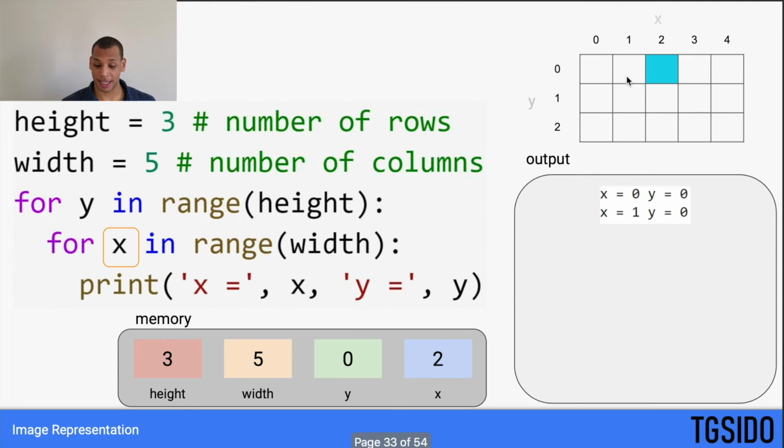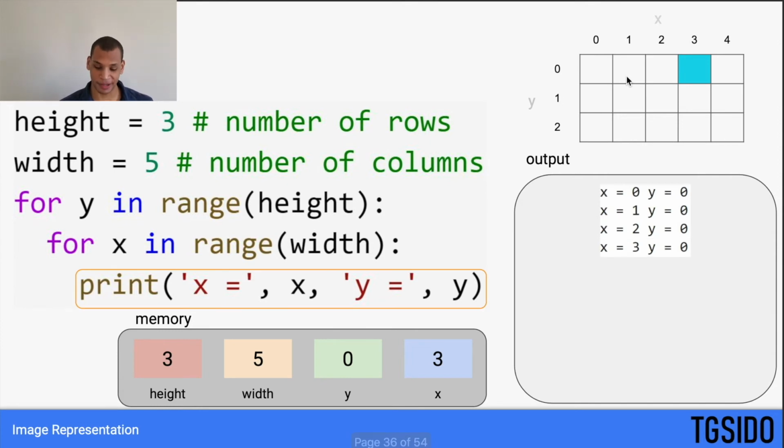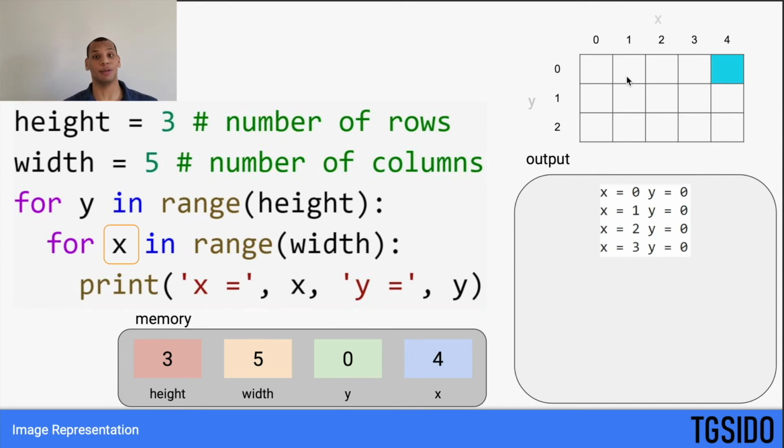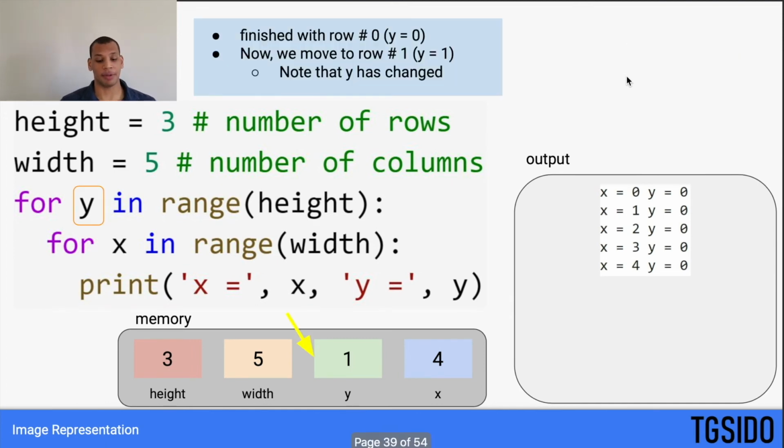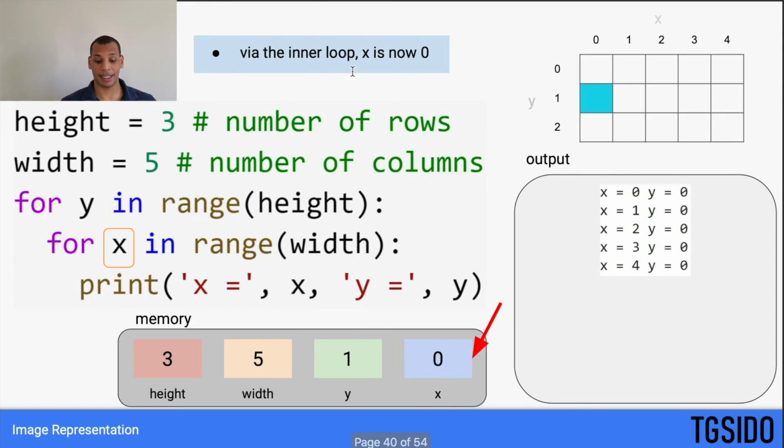We do the same thing in the next iteration. Now x is equal to 2. In the next iteration, x is equal to 3. So we print that information out. In the next iteration, x is equal to 4. We're going to print that information out. And now we're done with this row. Let's move to the next row. And so note what happens to y. So we're finished with row 0, y is equal to 0, and now we move to row 1, y is equal to 1. So note that y has changed. So over here, y is now 1, and now we're going to go back to the inner loop, and x is going to be set to 0.